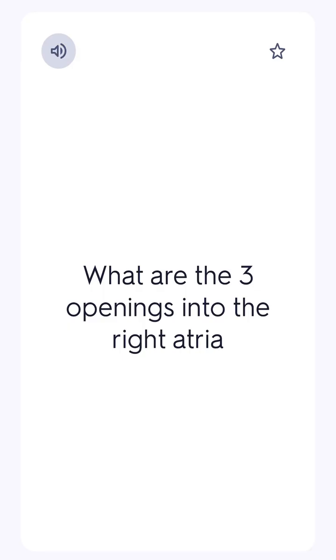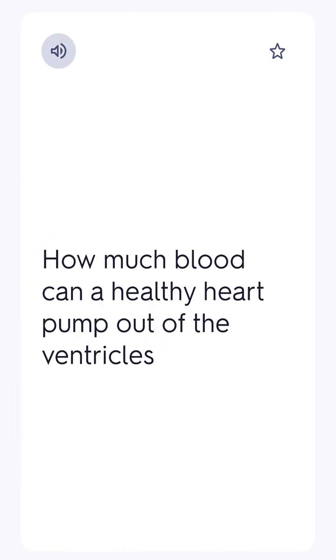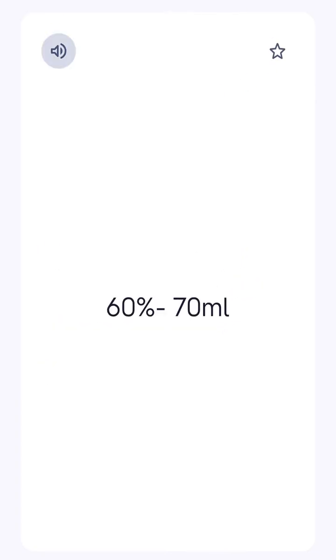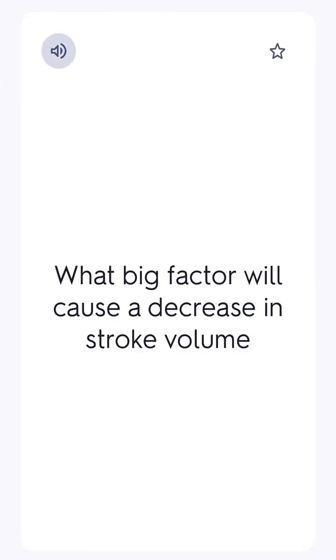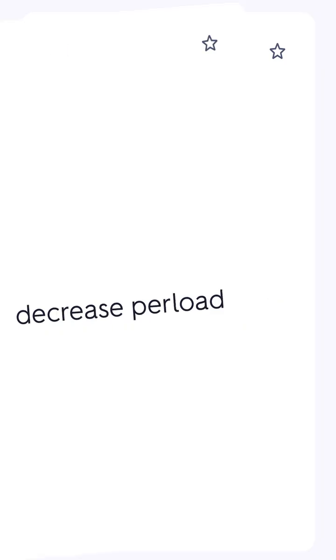What are the three openings into the right atrium? Superior vena cava, inferior vena cava, coronary sinus. How much blood can a healthy heart pump out of the ventricles? 60%, 70 milliliters. What big factor will cause a decrease in stroke volume? Decreased preload.